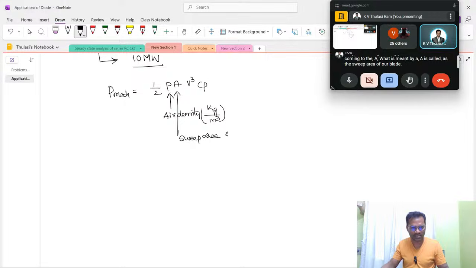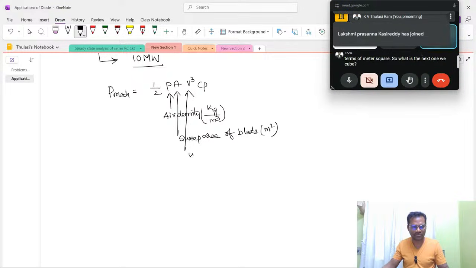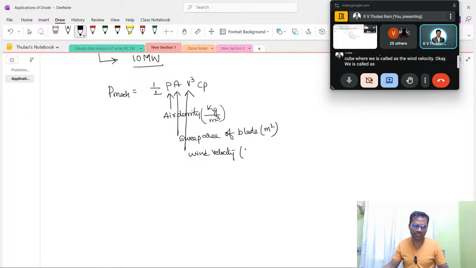A is called the sweep area of the blade. It is expressed in terms of meter square. So what is the next one? V cube, where V is called the wind velocity. The units of velocity is meters per second.